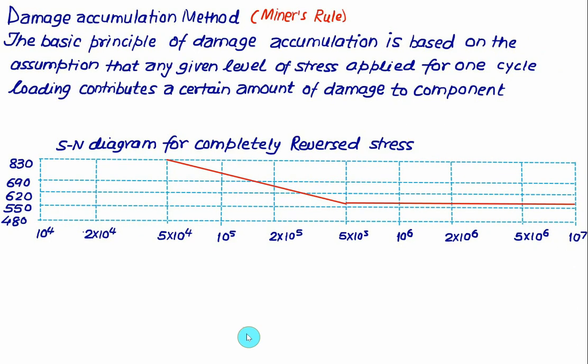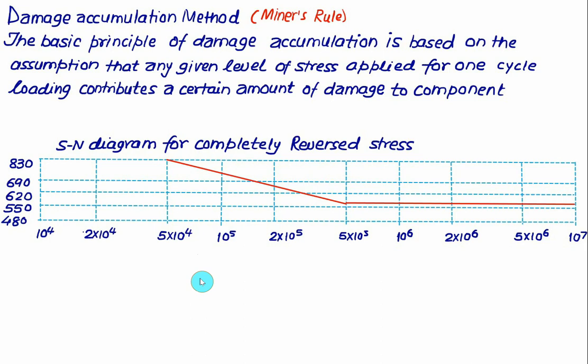In the case of a finite life, we are able to calculate the life of a component if we know the alternating stress in the case of completely reversed stress. In that case, we have taken one component subjected to one type of loading. In a practical situation, the same component may be subjected to different loadings at different cycles. For that, you have to consider the damage accumulation method, which is given by Miner's rule. So we'll study Miner's rule here.